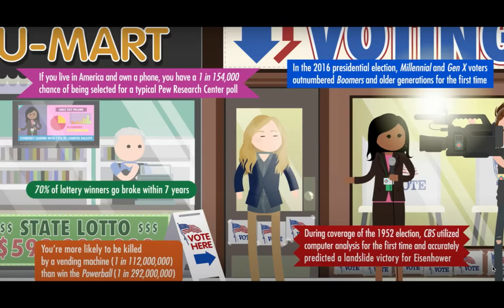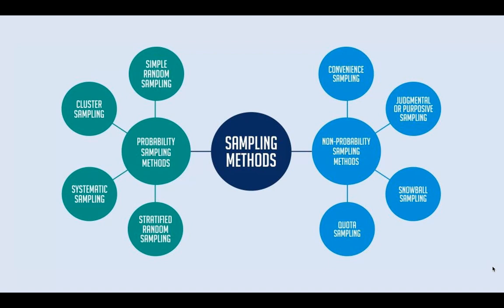Or perhaps you've just gotten a kick out of some other statistics, like that you're more likely to be killed by a vending machine than win the Powerball lottery. Or that of those that do win the lottery, 70% go broke within 7 years. So, whether the statistics you've heard have affected your life yet or not, they have all started with data collected by some method of sampling.